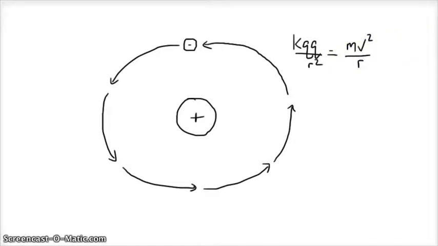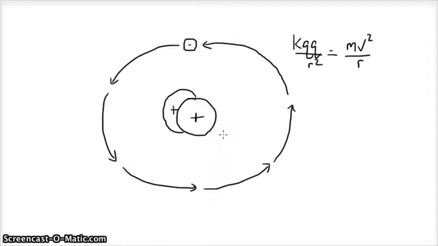Now what we're going to do is change up a few things about this problem and discuss how the force might change, how the radius might change, and how the velocity of our electron that's orbiting the proton might change as a result. So let's start off by adding another proton to our nucleus. If we add another proton to our nucleus, we will not only double the charge, but we will double the mass of our nucleus.